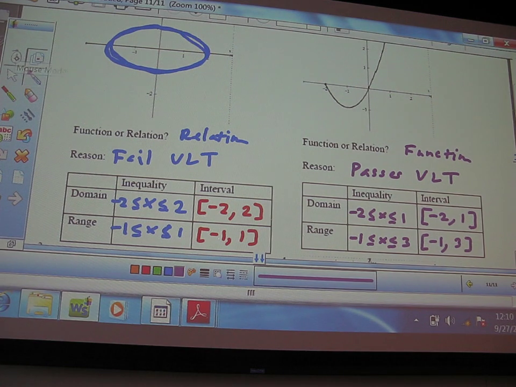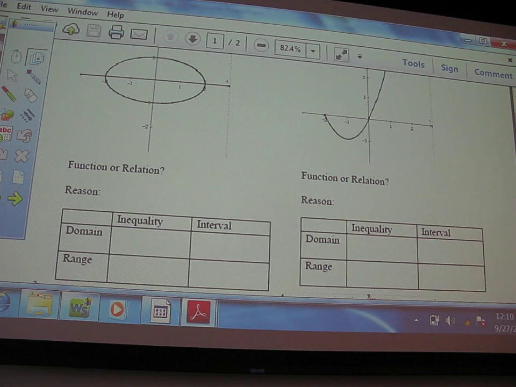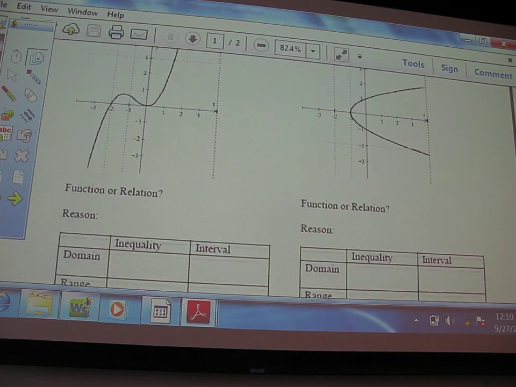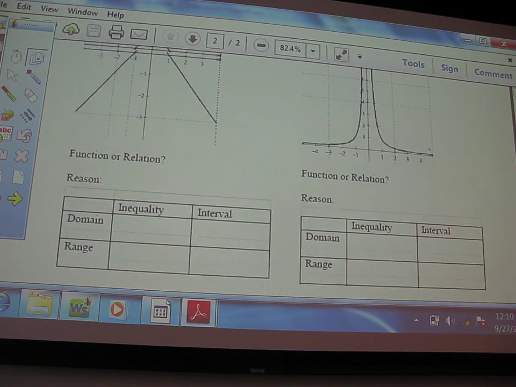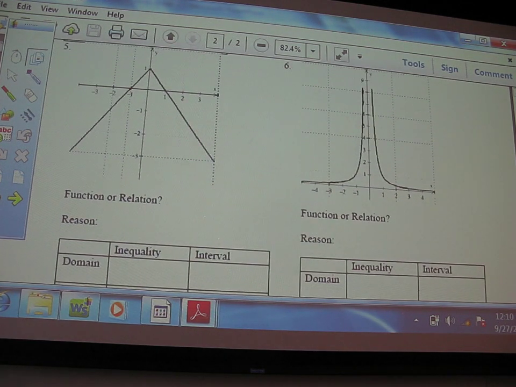Okay, you guys ready to move on to the next one? I sort of feel like you guys can do the rest of them yourselves. 3, 4, 5, 6. Okay, so in your groups, 3, 4, 5, 6.